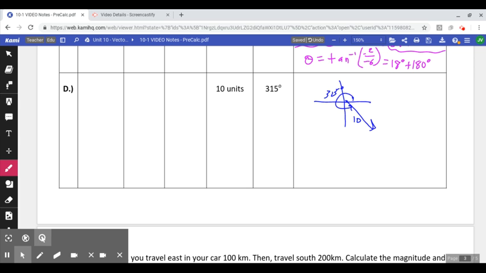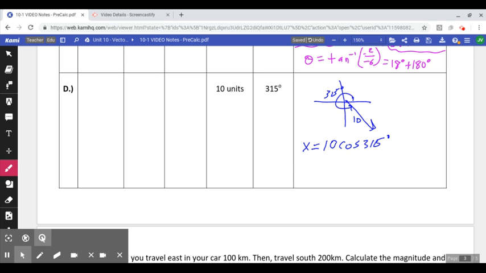Once again, we're going to go ahead and find our x and y components, and then that'll give us our vector ordered pair here. So we're going to do x, and that's going to be 10, the magnitude, which is the same as the radius for polar. And then we're going to do times the cosine of 315 degrees here.